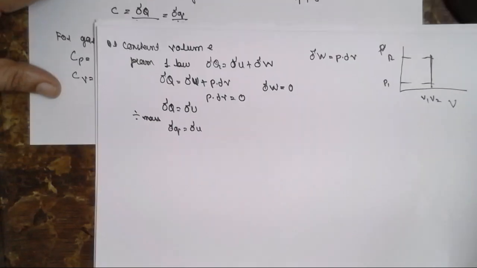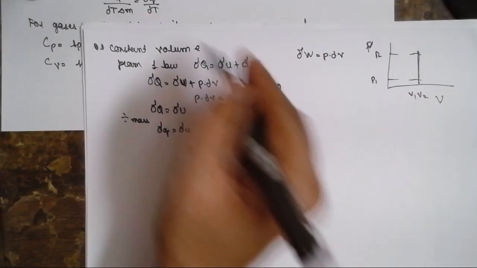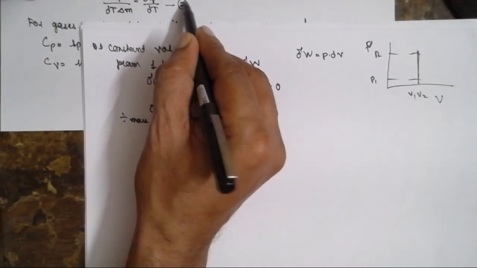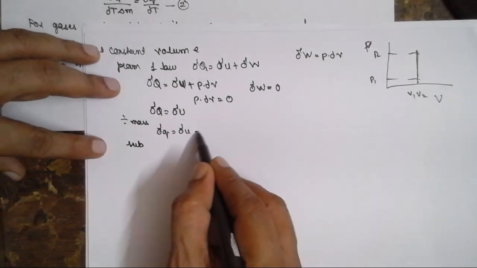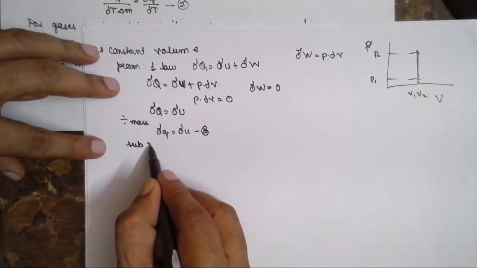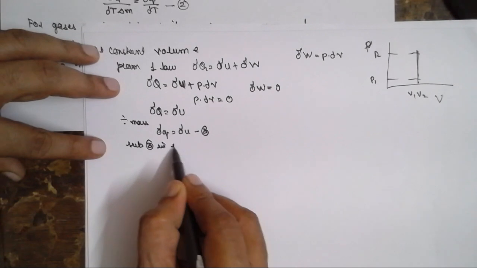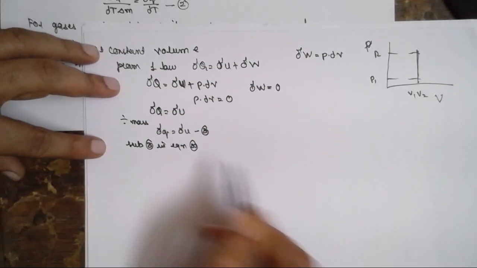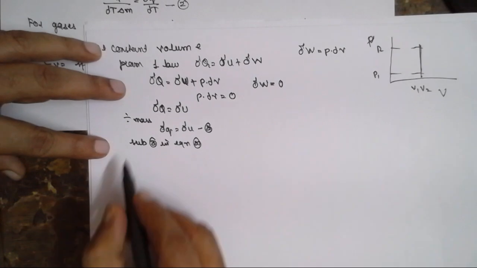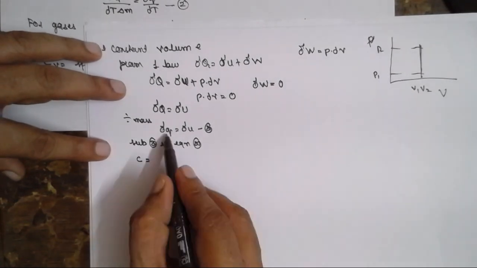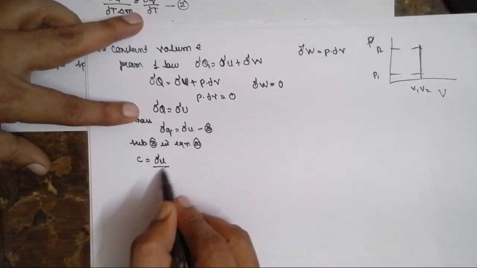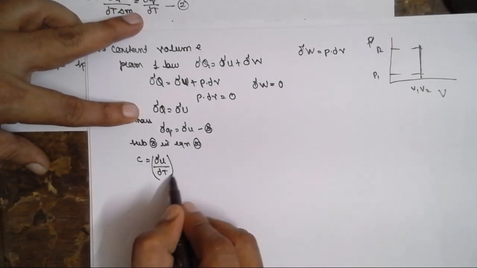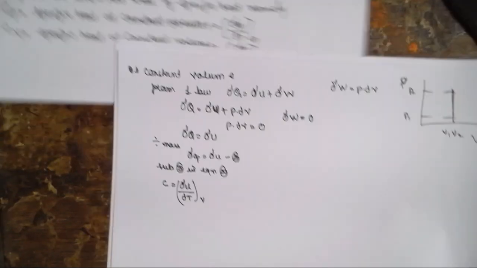Now see here. Let us consider equation 2. Substitute the third equation in 2. Then it becomes C is equal to, in place of delta Q, I have to substitute delta U by dt. This is for constant volume. We have arrived at this formula.